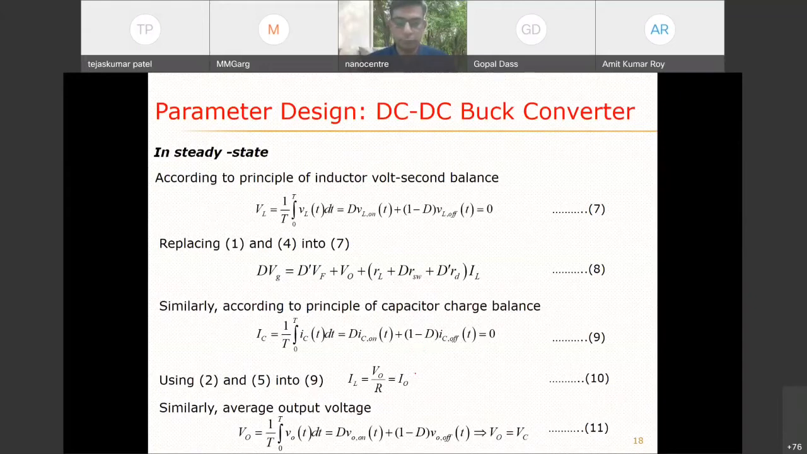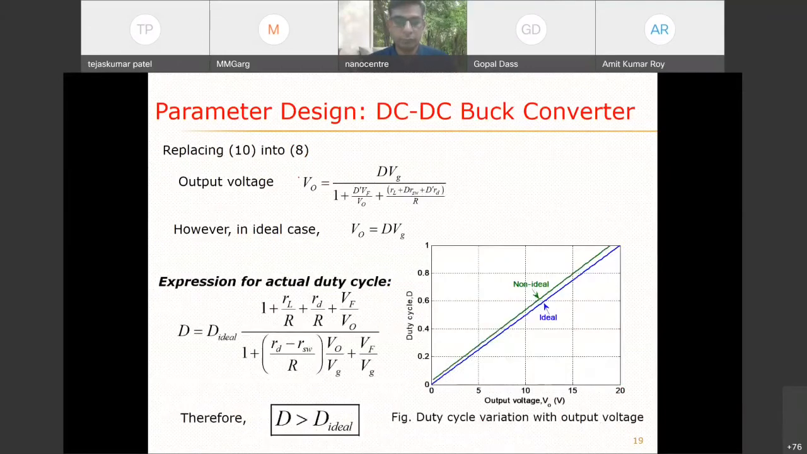So okay, when we take these non-idealities into consideration, we do the analysis in the same way. When the switch is on and when the switch is off, we write the equations for inductor voltage, capacitor current and output voltage. Then we do the steady state analysis by applying volt-second balance and capacitor charge balance equations.